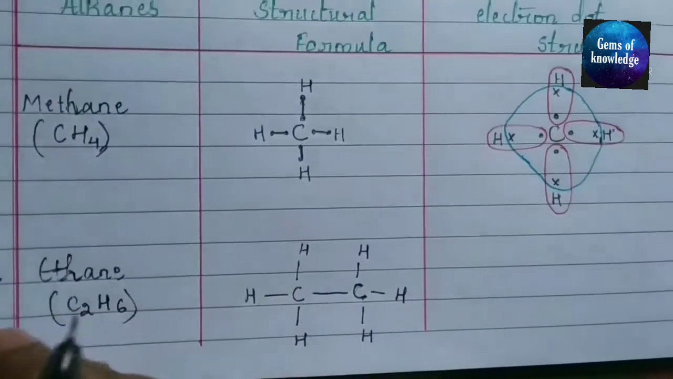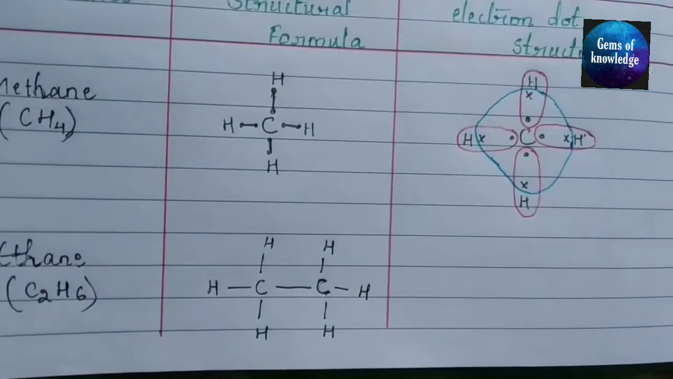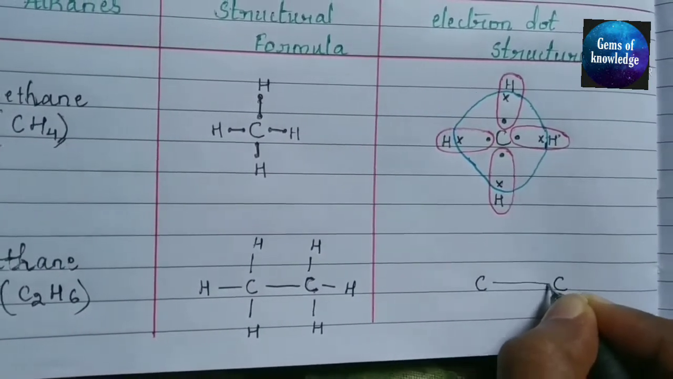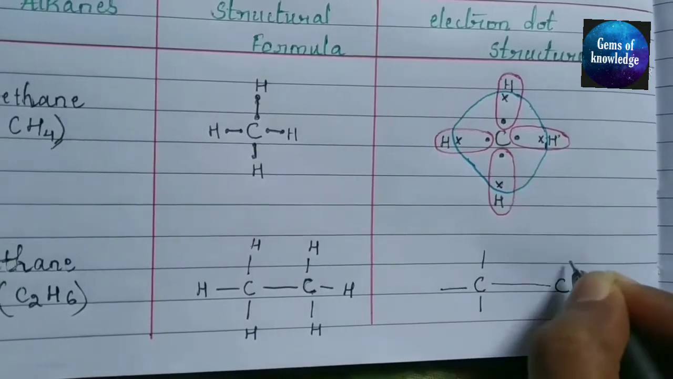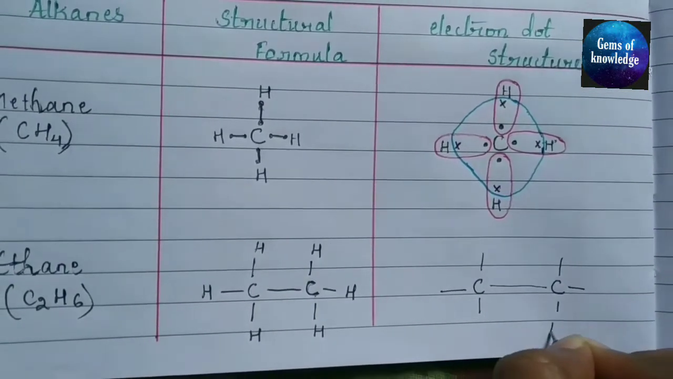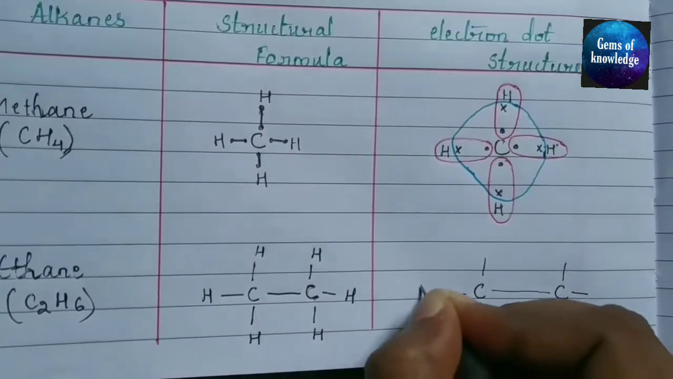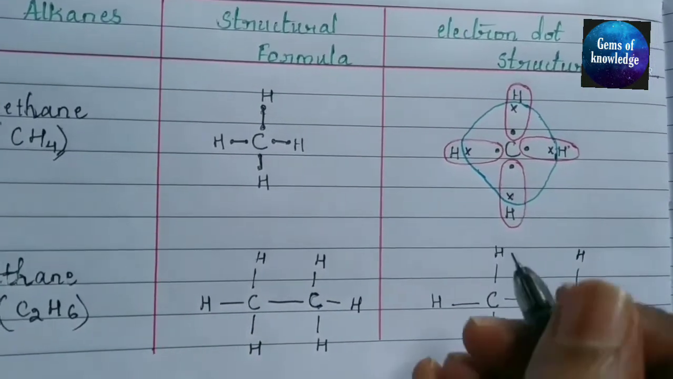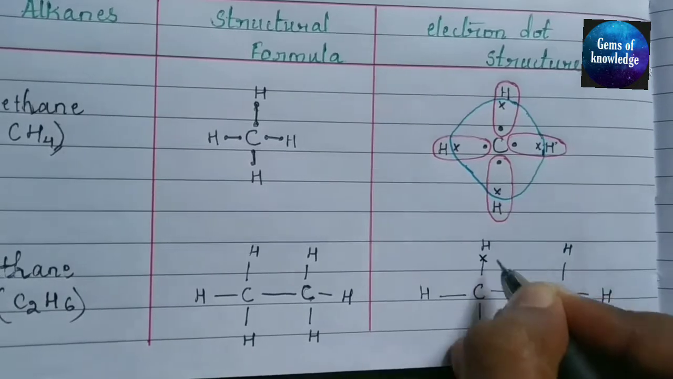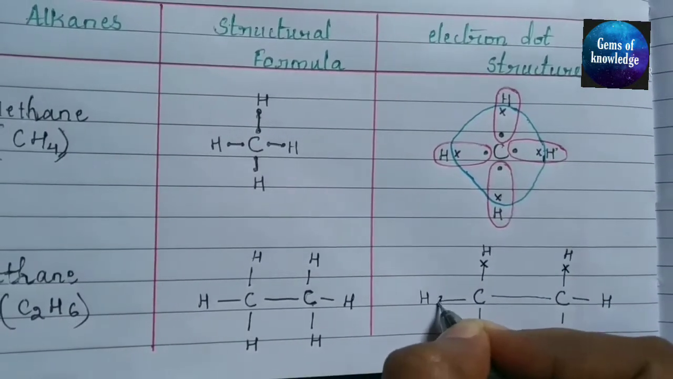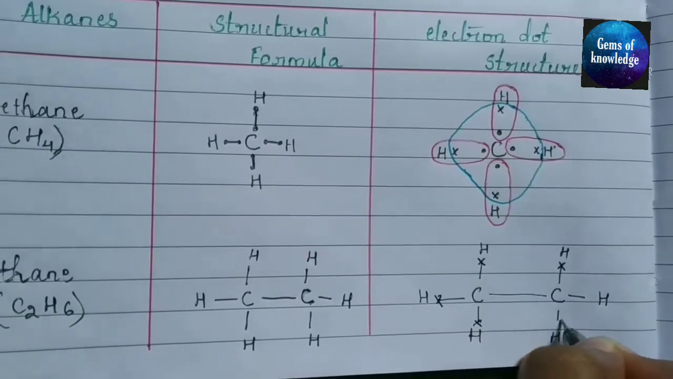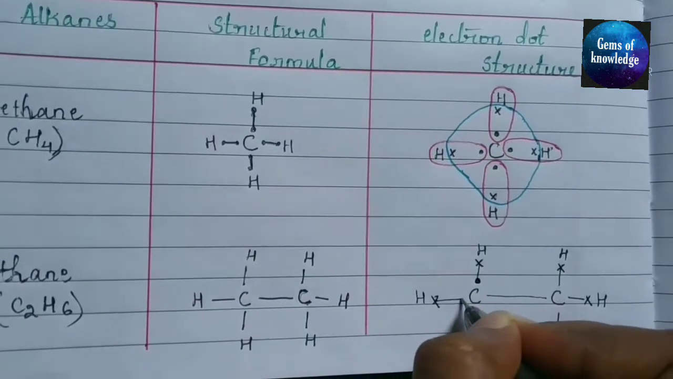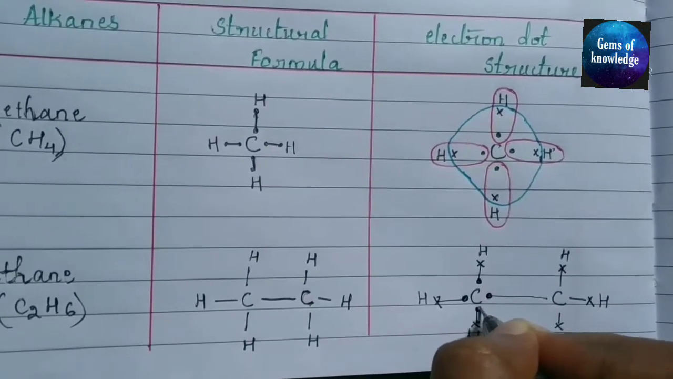Okay. Similarly, the electron dot structure will be the same. C and C will remain, and the bond will be there in between. Let us write the structural formula as it is. And now for this point I will put X. Here I will put X. Here it will be X. Here it will be X. And the points which are near the C will be having dots.